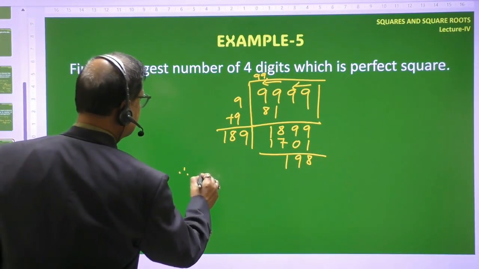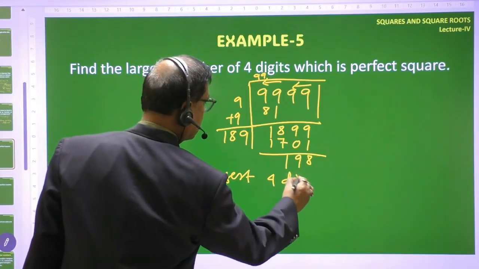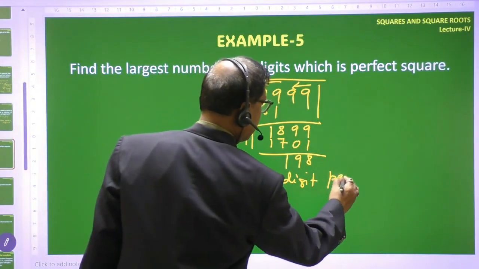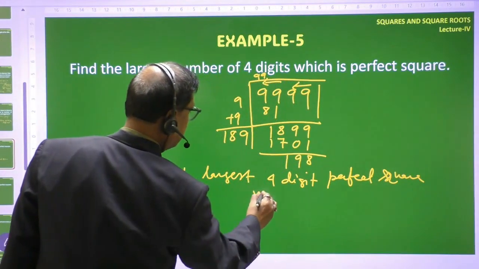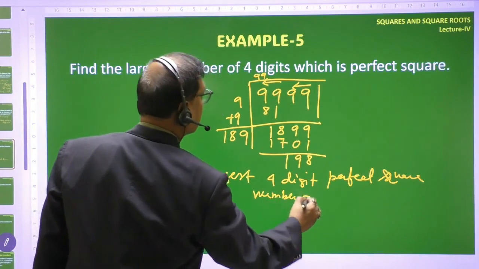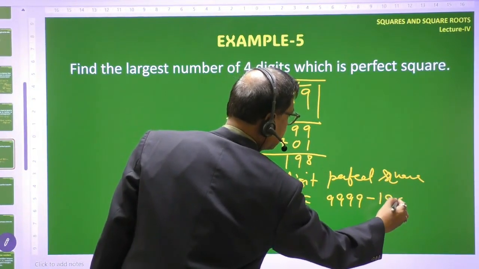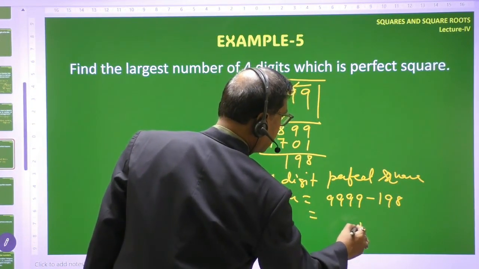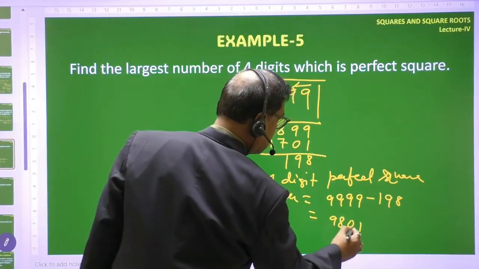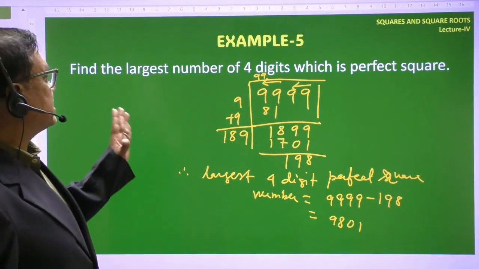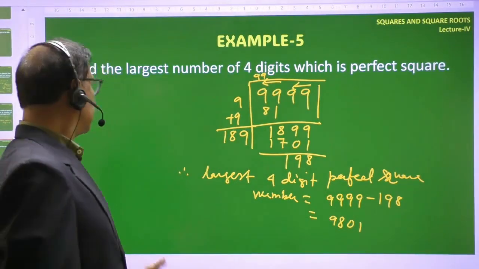Therefore, the largest 4-digit perfect square number, how will we get it? Subtract the remainder, that is 198, subtract 1 and 0 here and 98. So 9801 is the largest 4-digit number which is a perfect square. I think this part is clear, students.